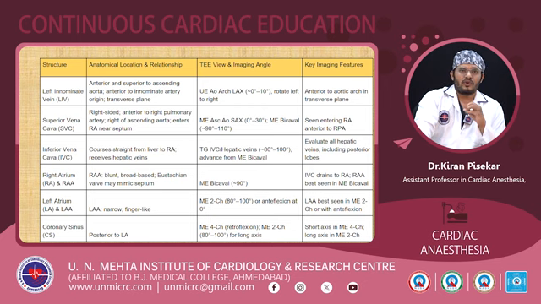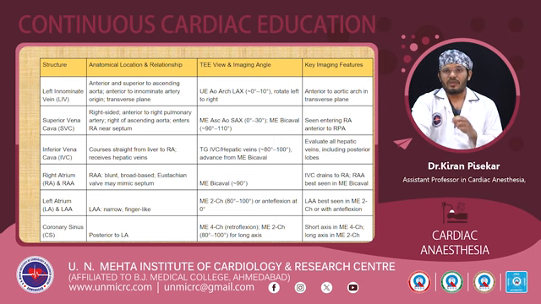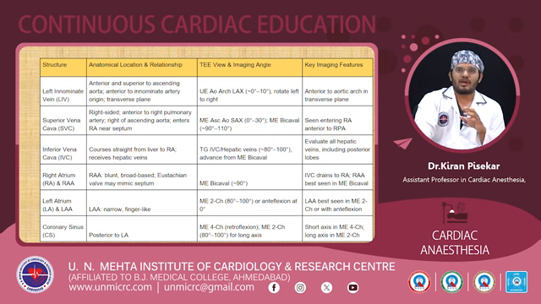Now we have the superior vena cava, which is right sided, anterior to the right pulmonary artery, right of the ascending aorta, and enters the RA near the septum. We can visualize this in the mid-esophageal ascending aorta short axis view at 0 to 30 degrees and the mid-esophageal bicaval view with multiplane angle at 90 to 110 degrees. We can see the SVC entering the RA anterior to the RPA.